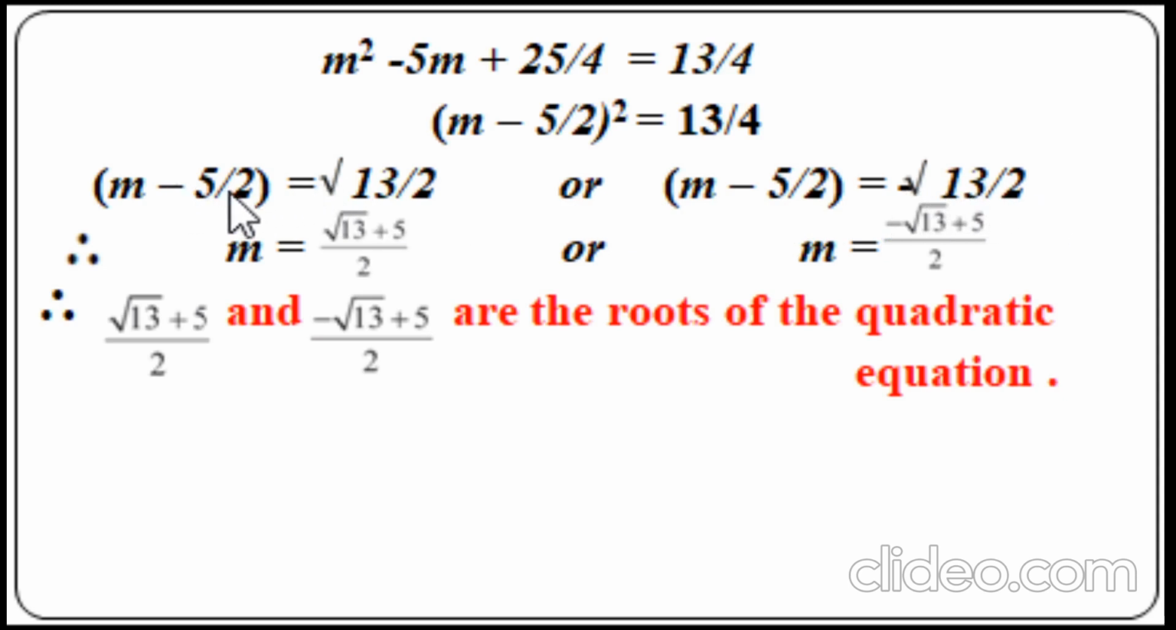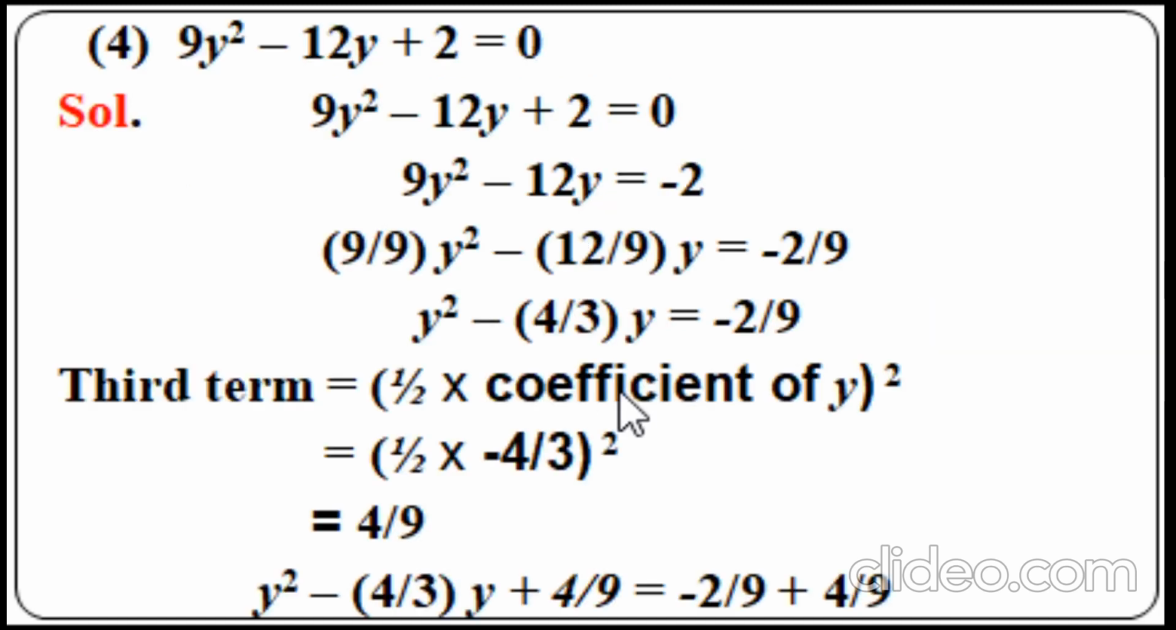This minus 5 upon 2, when it comes to the right hand side, it becomes positive. Denominators are equal, therefore root 13 plus 5 upon 2 and minus root 13 plus 5 upon 2. These are the two roots of the equation.